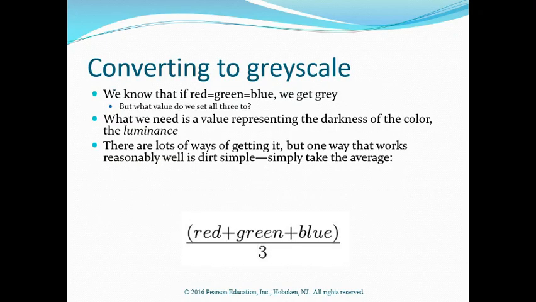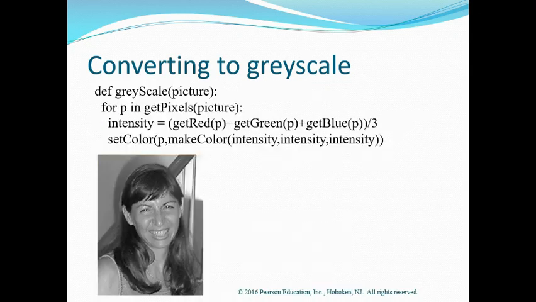So converting to grayscale. So we know that if red equals green equals blue, we got gray. But what value do we set all three to? What we need is a value representing the darkness of the color. There are a lot of ways of getting it, but one way that works reasonably well is dirt simple. Simply take the average, right? So the average of three things in this example, red, green, and blue, we just add those up and we divide by 3.